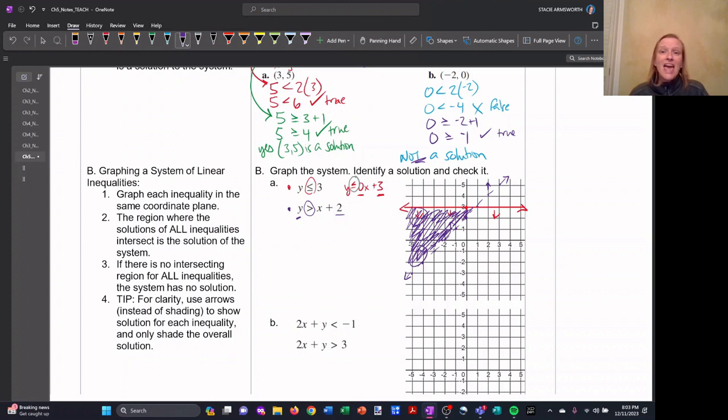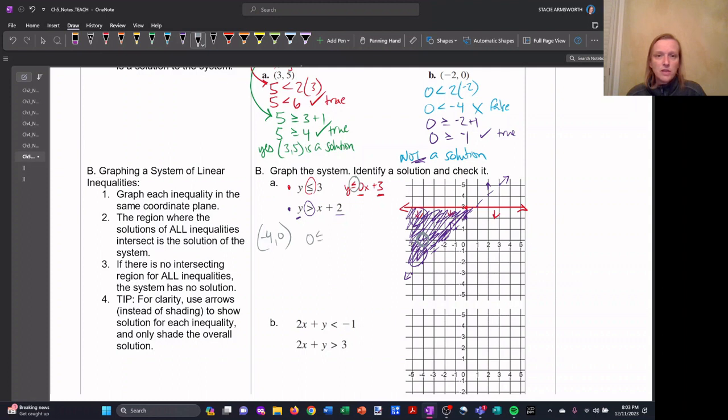So I could pick any point in this shaded region and use it as a solution. So for instance, right here, the point (-4, 0). I think it's a solution. It's in the shaded area, but I can plug those values into my equations and confirm that this is in fact a solution to the entire system, to every inequality in the system.